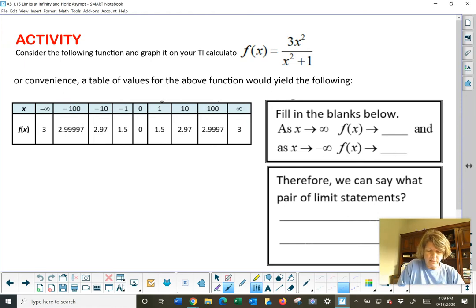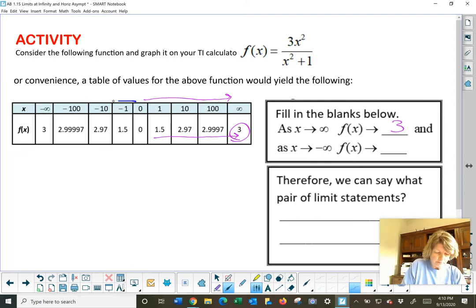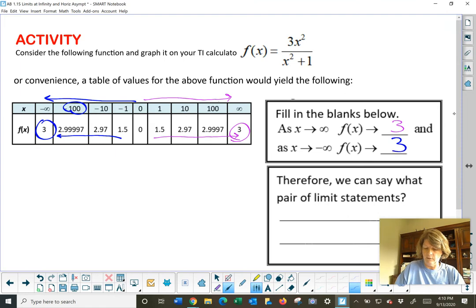Well, as x heads to infinity, we can see here the x values are getting larger and larger, and I can see that my y value is getting larger, but then it starts tailing off: 2.97, 2.9997, and then 3. I would say this function is going to settle in around a y value of 3. As I head to negative infinity, we can see our numbers getting larger and larger, and so the trend is that it too is settling in around 3.